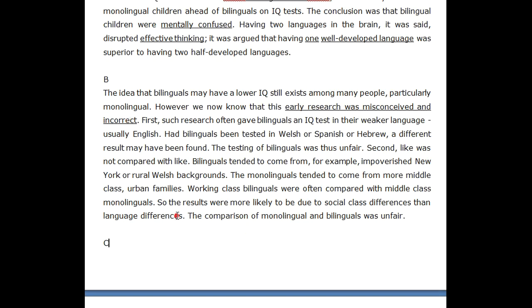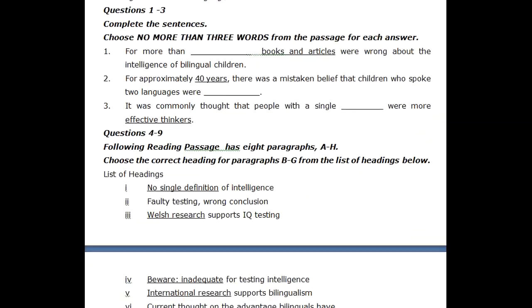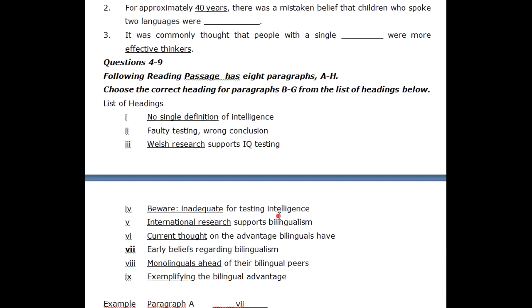And reading the last sentence, we can say the results were more likely to be due to social class differences than language differences. So even the result is not okay, right? So the report was misconceived, incorrect, and the outcome was also not right. So yes, that was the correct answer. Faulty testing, wrong conclusion.